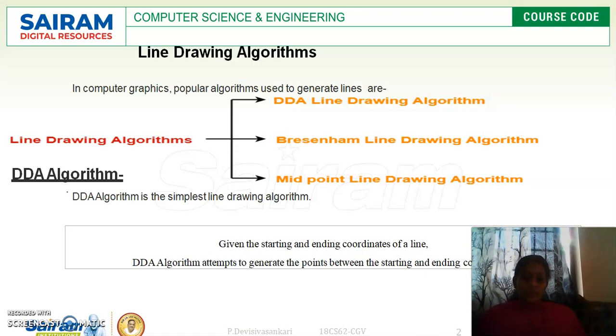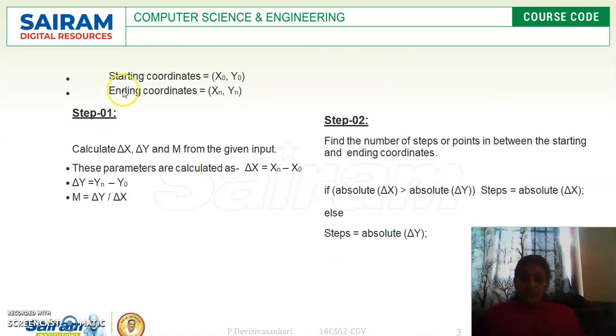The DDA algorithm is otherwise known as the digital differential analyzer algorithm. This is considered one of the very simple line drawing algorithms. Here there will be two different coordinates, x1, y1 as well as x2, y2. These are the steps. There is a starting coordinate, which can be x1, y1 or x0, y0, and the ending coordinate is xn, yn.